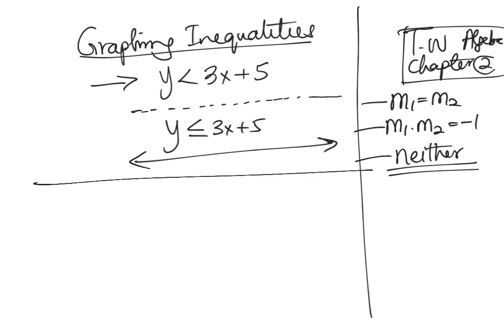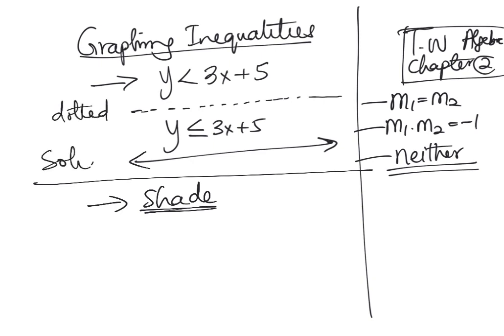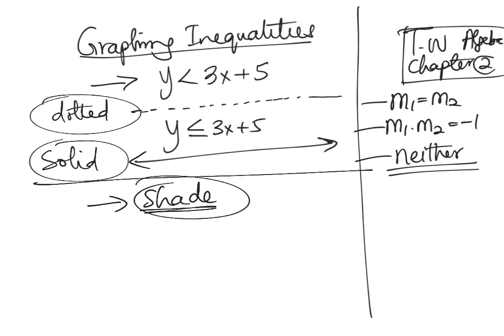And the second exception is you have to shade, okay? So we're going to talk about these two things: when to use a dotted line and when to use a solid line, and the question of shading. Otherwise, the principle is the same.